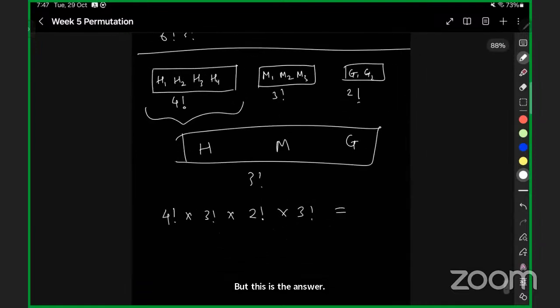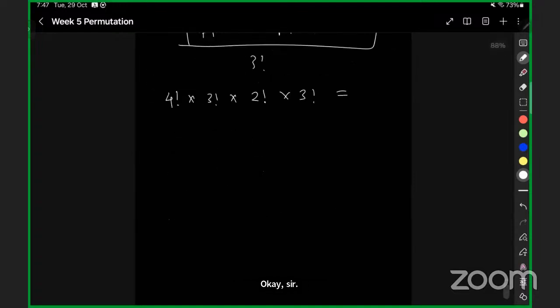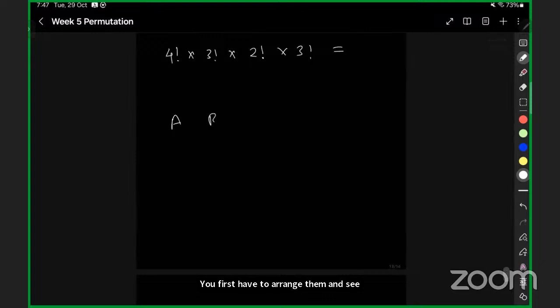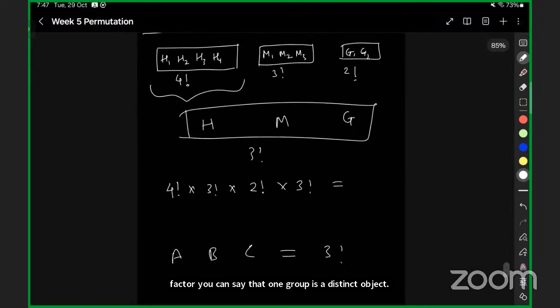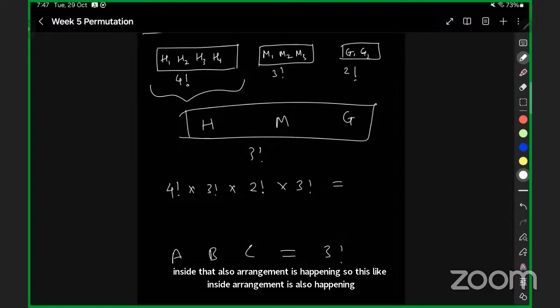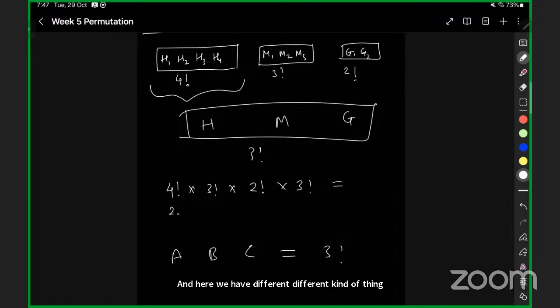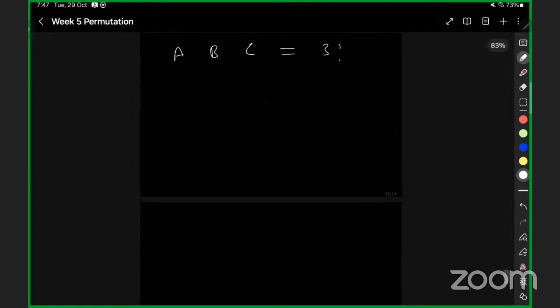Okay, so whatever comes up, you first have to arrange them, and we saw how to arrange distinct objects, right? A, B, C, let's say 3 factorial. You can say that one group is a distinct object, but inside that also arrangement is happening. So what is this? This is 24 into 6 into 2 into 6. We get 1728.